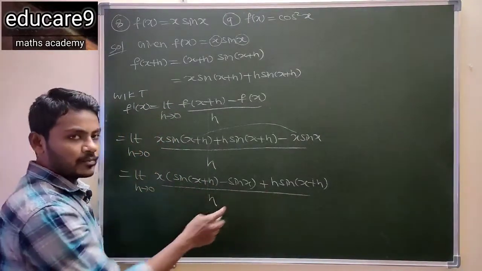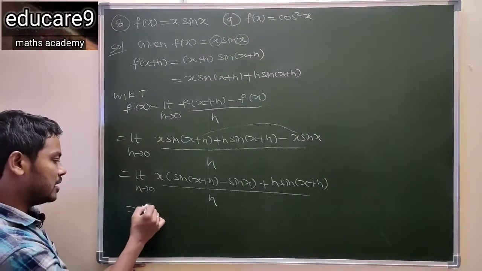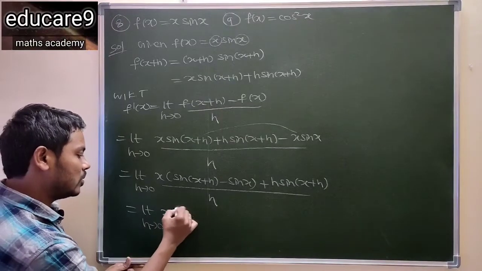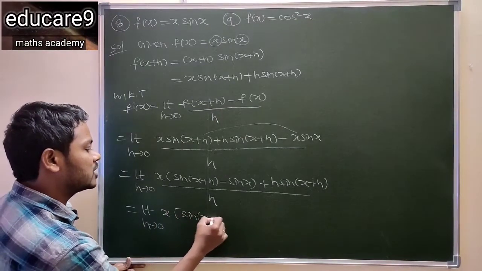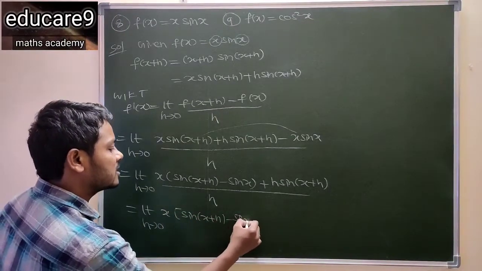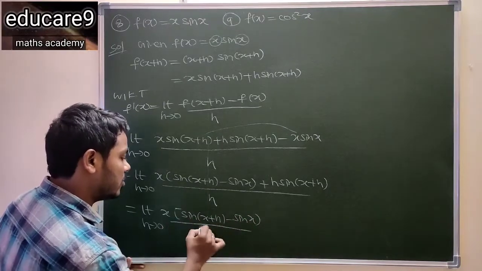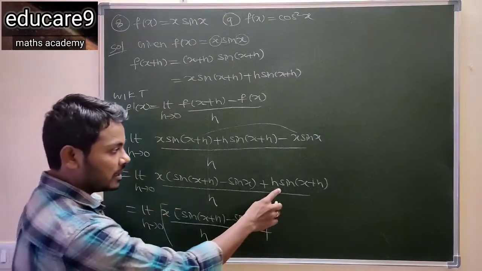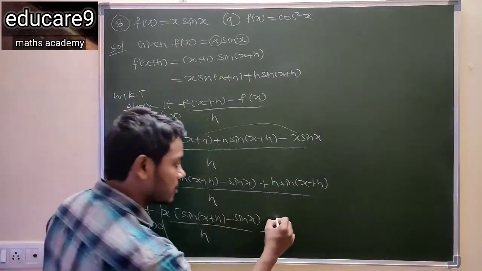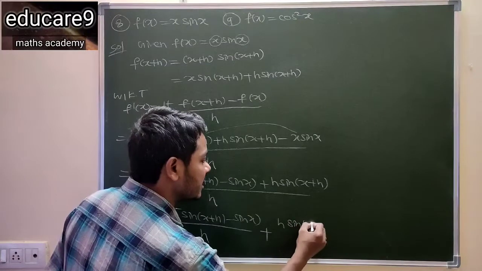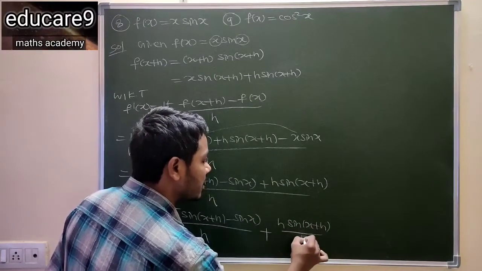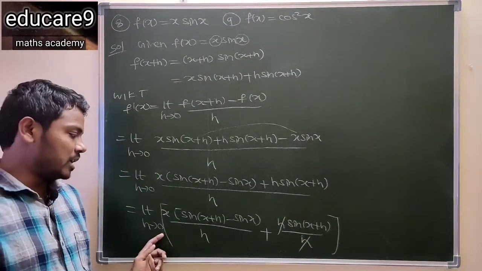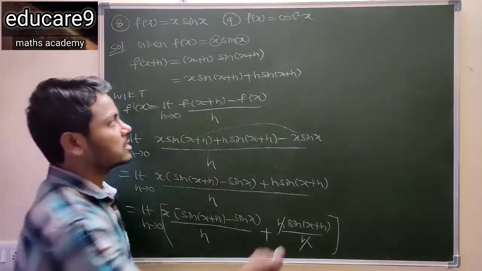And separate the terms. So you will get limit h tends to 0, x into (sin(x+h) minus sin x) divided by h plus h into sin(x+h) by h. The h gets cancelled. And apply the limit for both the functions.